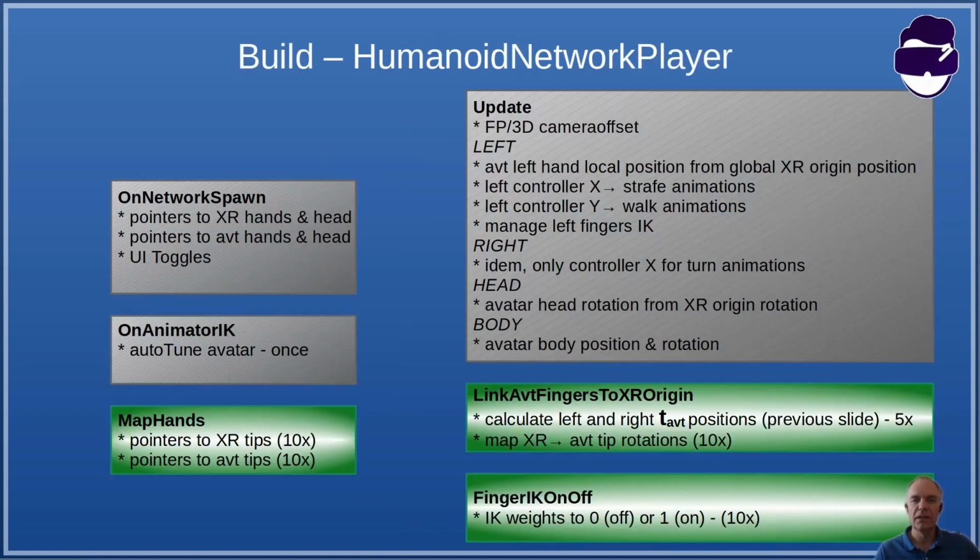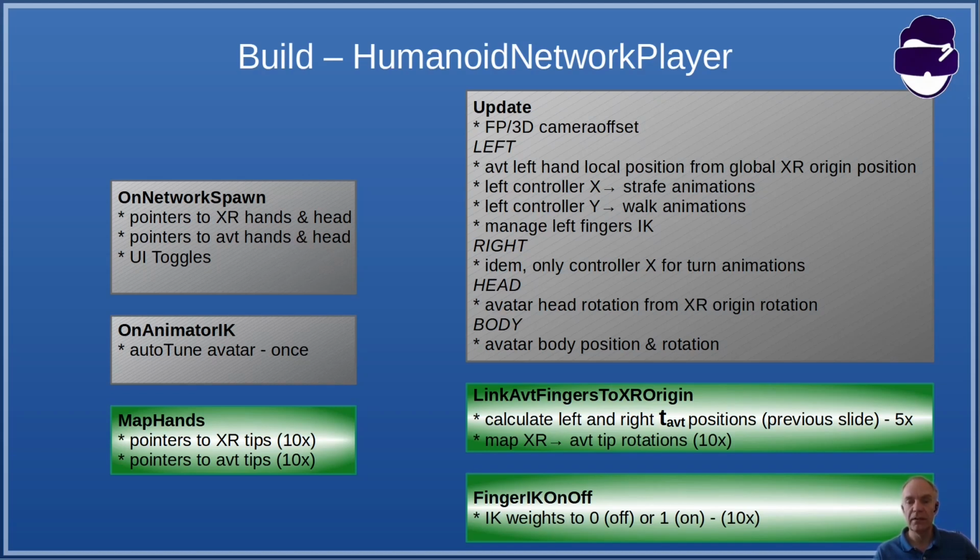So what is the Humanoid Network Player script going to look like? So we're going to add a MapHands function, and that'll be a one-off. So we'll create 10 pointers to the fingertips of the XR origin. We will add 10 pointers to the fingertips of the avatar. And then in the update function, we will call a link avatar fingers to XR origin function, and that calculates that formula that we just had on our previous slide. And then we map the XR to the avatar tip rotations as well.